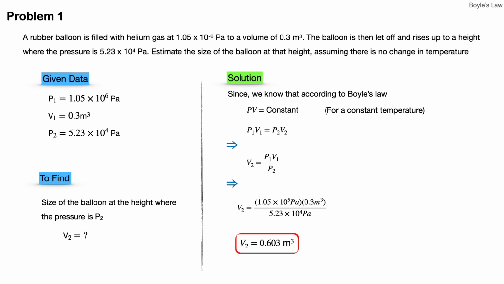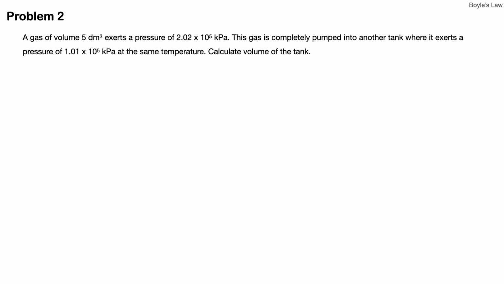So initially, when the pressure was high, at 1.05 times 10 raised to the power 6, the volume of the balloon was 0.3 cubic meters, and when the pressure reduces to 5.23 times 10 raised to the power 4 pascals, the volume of the balloon increases to 0.603 cubic meters. This is another example for Boyle's law.